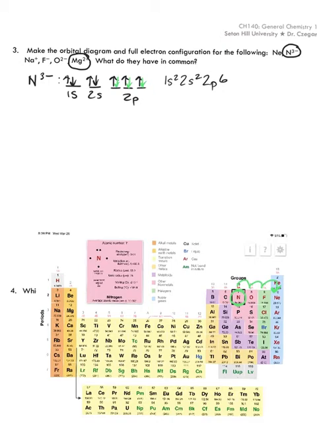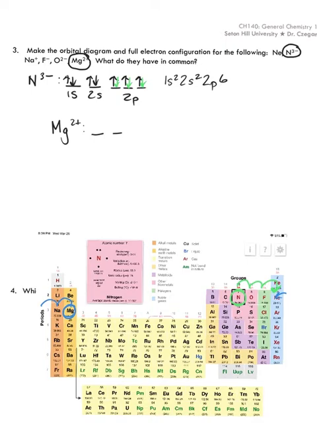All right, let's do magnesium 2+. Magnesium is down here, in the second column of the periodic table. It's a metal. Metals like to lose electrons and form cations. So it's going to lose 2 electrons and be like neon.